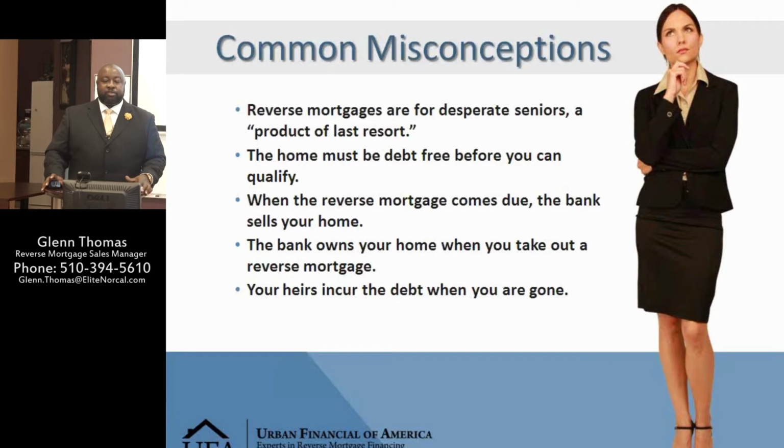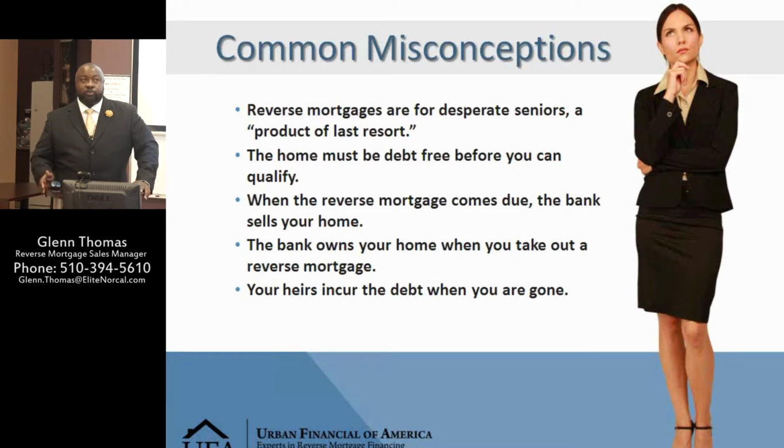All right, common misconceptions. Reverse mortgages are for desperate seniors, the last resort. On my other slide, there's the biggest reverse mortgage ever done in history, I think on a $72 million home in Bel Air, California. That's not a last resort. He pulled out money because, once again, he had this equity. He wanted to give it to his family, so he did a reverse mortgage.